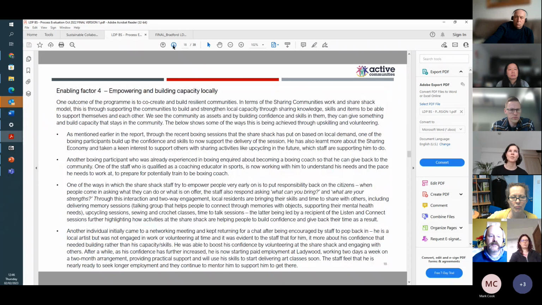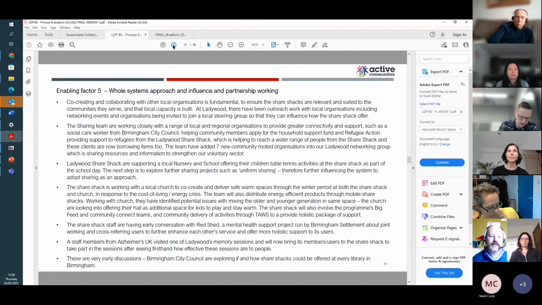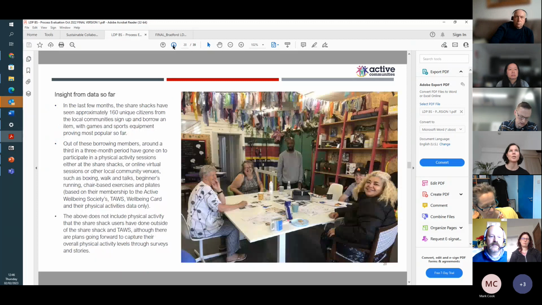So bringing that last one to life, and then also empowering and building capacity locally. So focusing not just on what we offer to the community, but what do they actually bring that builds that ownership, sense of community, sense of reciprocity. And then finally, working with different partners to strengthen that approach overall.